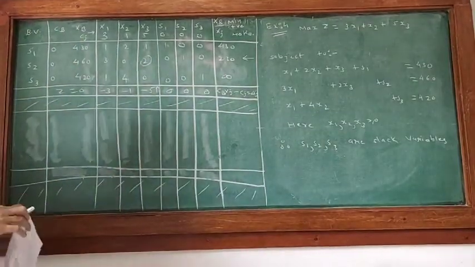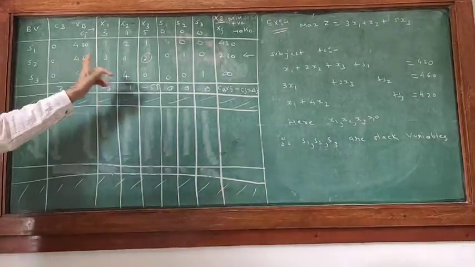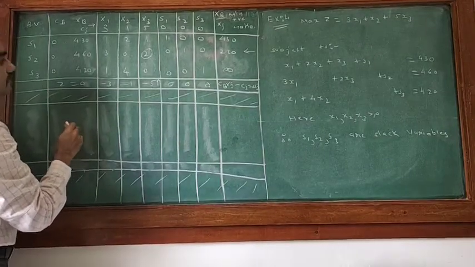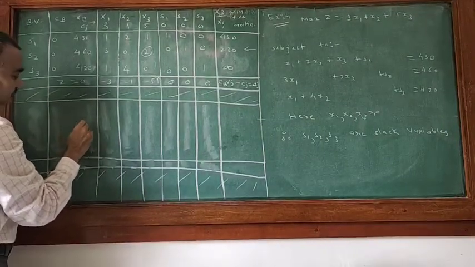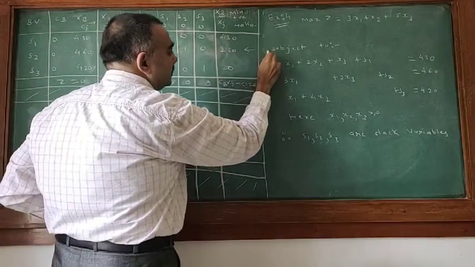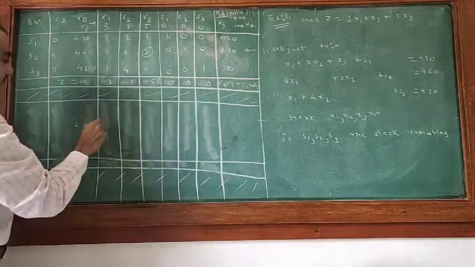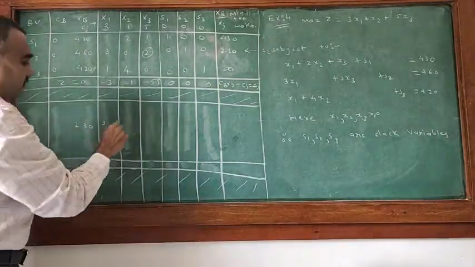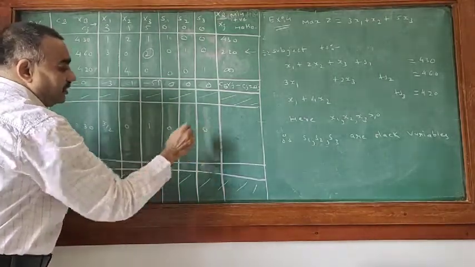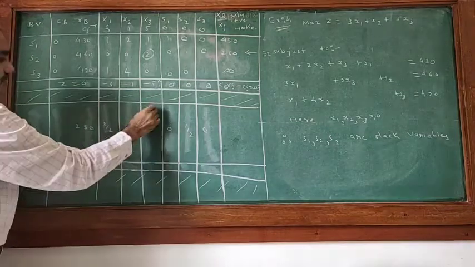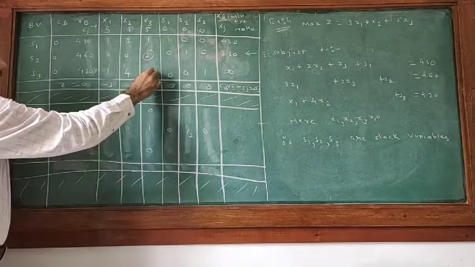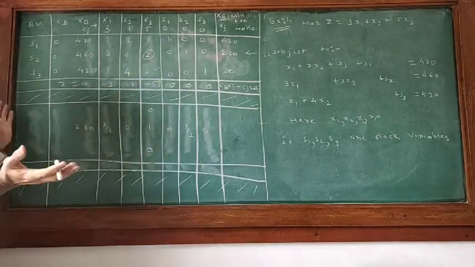Now what are we going to do? We have to divide this equation by 2, and therefore it is 230 divided by 2, 3 by 2, 0, 1, 0, 1 by 2, 0. Then I want 0 at both these places. But fortunately there is 0, so we have to do nothing there.